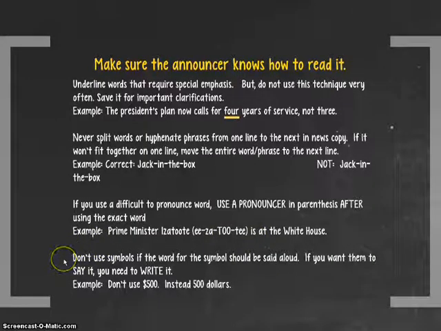Now, don't use symbols if the word for the symbol should be said aloud. This is in the case of words like dollar and slash or dash. If you want them to say it out loud, then you need to write it like it's a word. So don't use this way of writing $500. Instead, you need to write the number 500 and the word dollars, just like you would say it out loud.